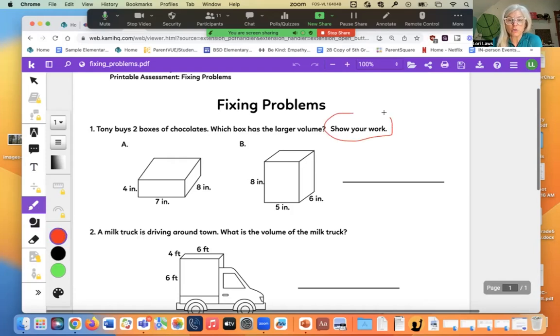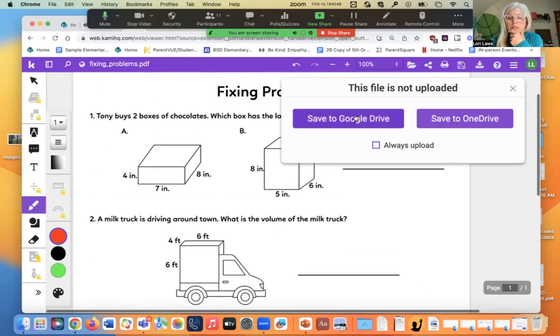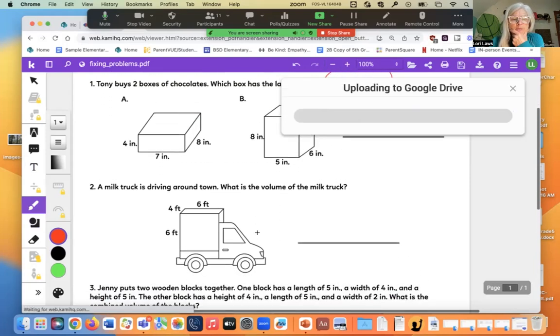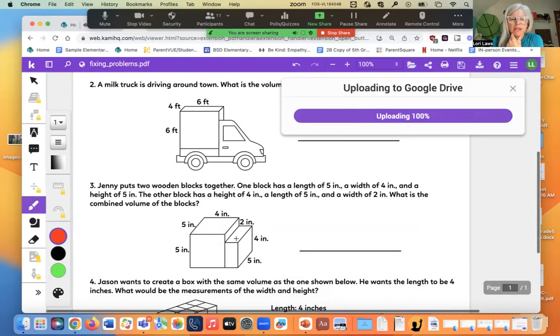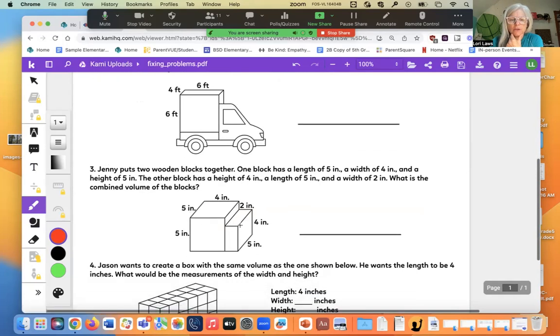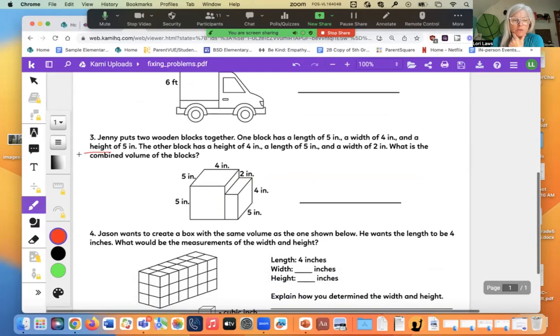Don't forget to show your work. I don't want just an answer. If you have to do it on another piece of paper, that's fine. A milk truck is driving around. What's the volume of the milk truck? And they're just talking about the back here. Again, show your work. Jenny puts 2 wooden blocks together. You're going to have to figure out both of them, but they've given you all the measurements. What is the combined volume? So you're going to have to add them together.